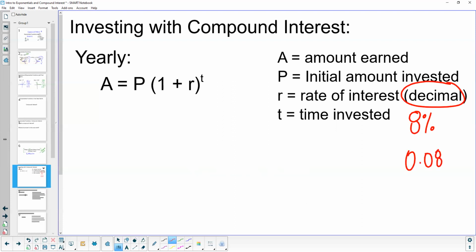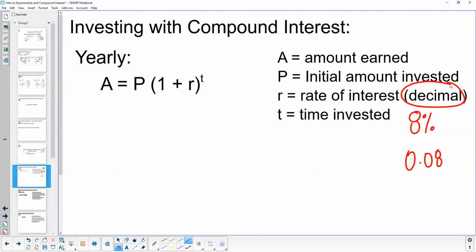Now in this example, he used 100% interest, and that sounds kind of crazy, but he did talk about it in terms of reproduction with things like animals or humans. If two humans have two kids, that's 100% interest, right? So you can kind of see that connection. T is our time invested. So we would end up using a formula that looked something like this.